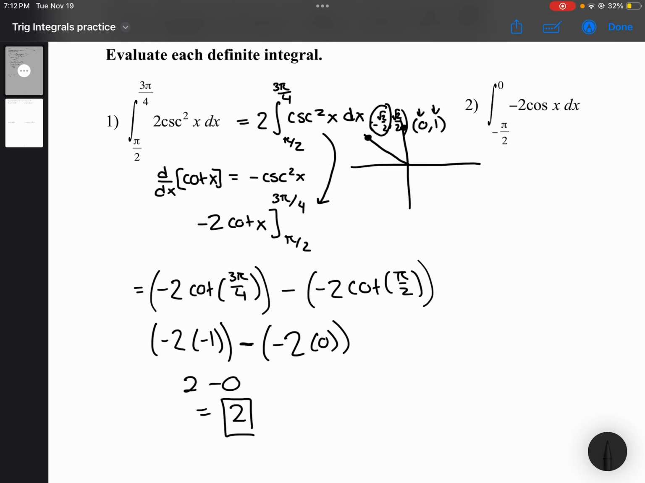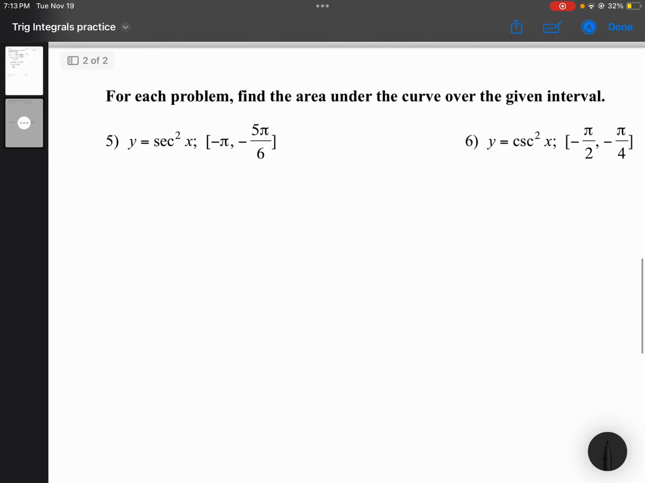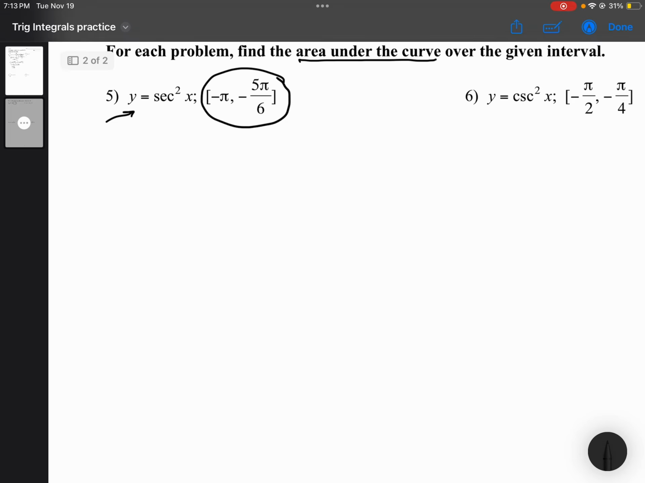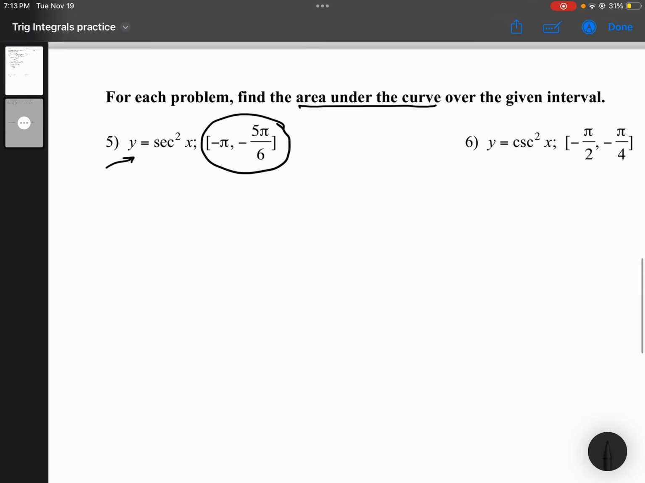So try out the rest of these. You have 7 other problems on the section. Down here, for each problem, find the area under the curve. To find the area under the curve, you're going to just set up your definite integral, all right? So they're giving you a function here, secant squared x. They're giving you your a and b values, set up that definite integral, integrate, and then plug in your b value and your a value and subtract those two. So see what you can do with this.